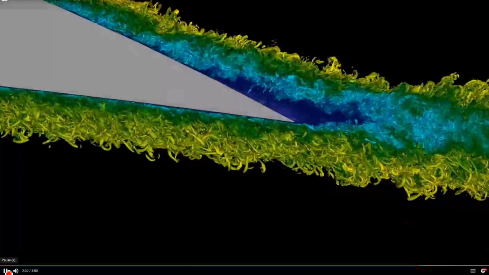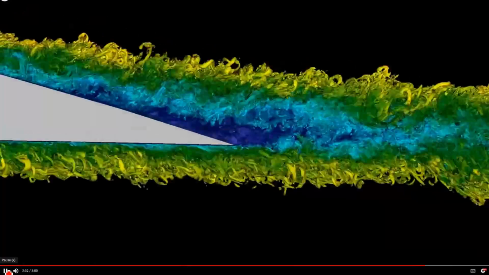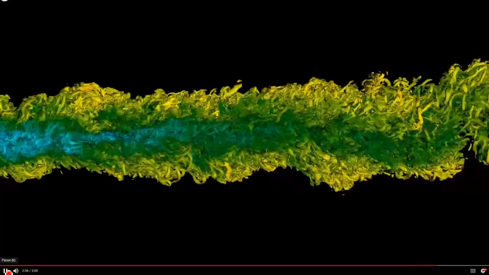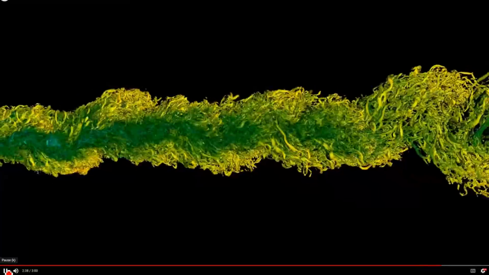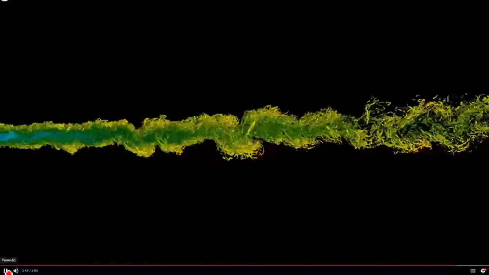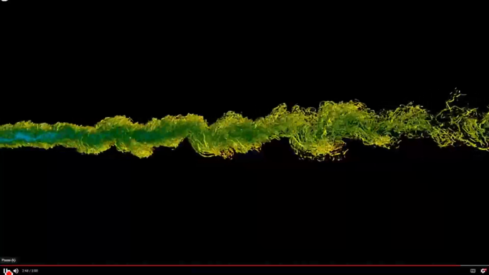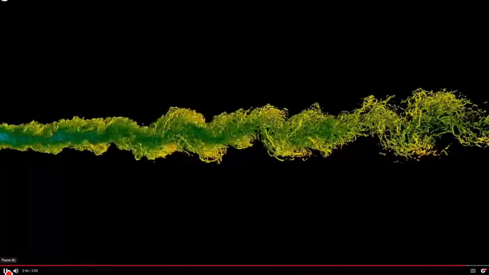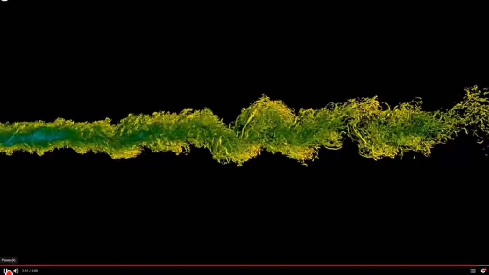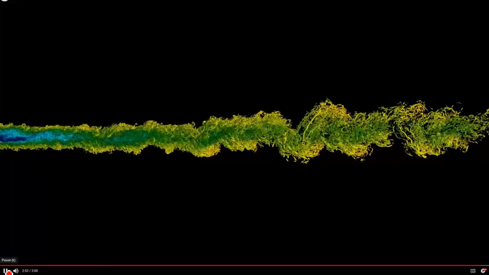I hope one day we can do this simulation in gamma. Unfortunately, nowadays it is not possible. I hope one day our computers will allow us to have such exciting, beautiful simulations. Okay, here is the von Karman vortex structure, which repeats periodically.